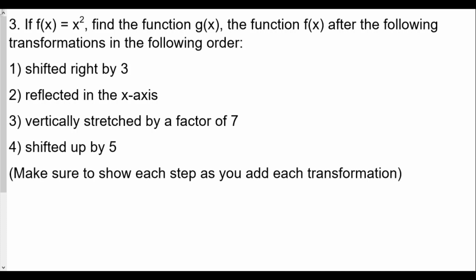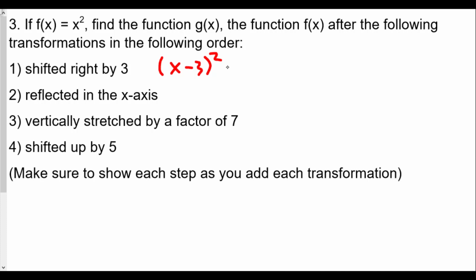So for number 3, if f of x equals x squared, find the function g of x, the function f of x after the following transformations in the following order. So we're going to list these, and I want you, when we do these, to write them out as you see them. The first one says shift to the right by 3. And so that would mean the very first thing we have is the x value being subtracted by 3. So that's our first component. So in this order, we're first going to shift to the right by 3. So again, when you're shifting left and right, you're always adding or subtracting the x value, in this case, within the parentheses.